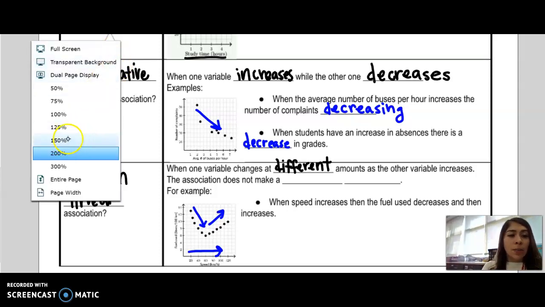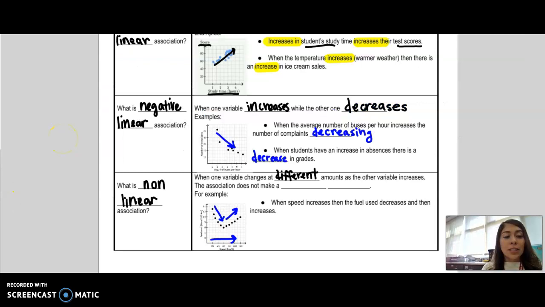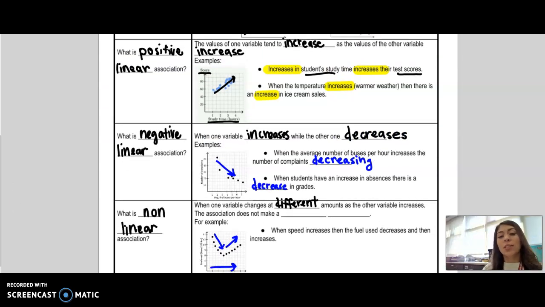So far we have talked about three different types of associations. We've talked about a positive linear association where everything is increasing, a negative linear association where one variable is increasing and the other one decreases, and finally the non-linear association, which is when there are different amounts as the variable is increasing. So let's go on to the next part.